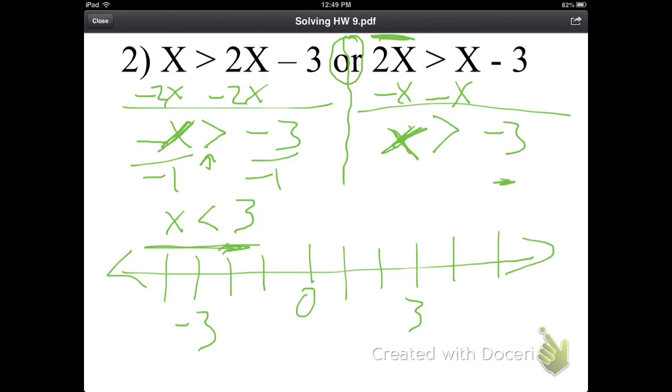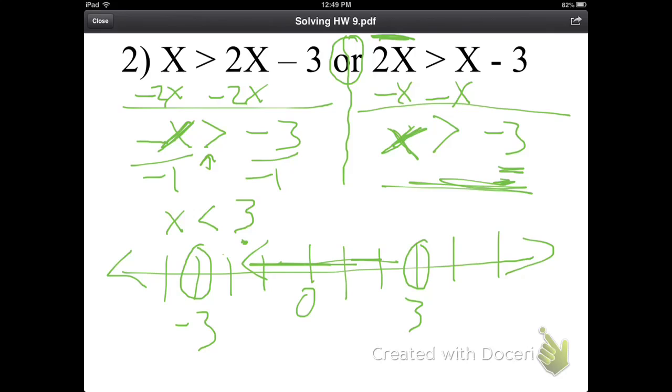Let's start with our left side. We need to put a circle at 3, because that's our critical number here. And this says x is less than 3, so I need to shade the numbers that are less than 3. Shade, shade, shade, shade, and it goes left. Right side equation. Here my critical number is negative 3, so I'm going to put an open circle there. It's going to be open, and I'm not going to fill it in because the inequality doesn't have a line there at the bottom. It's not there, so I'm not going to fill in the circle.